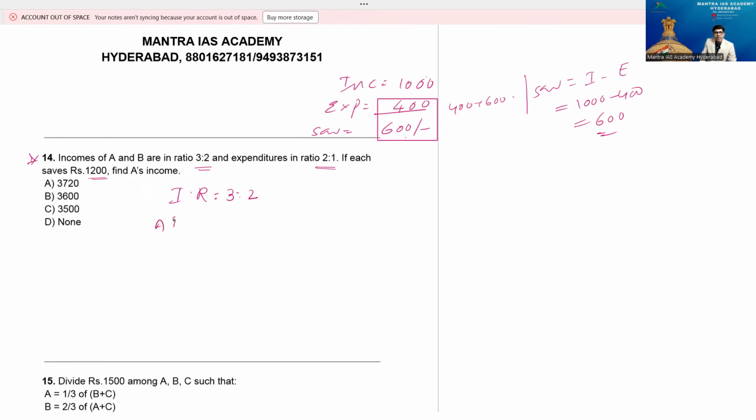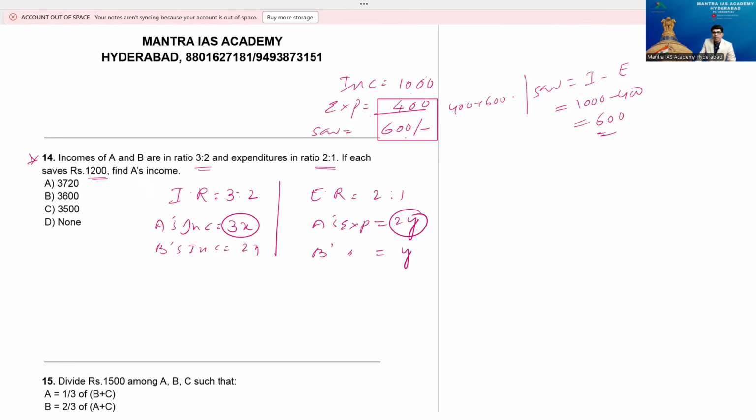So therefore, A's income is 3x. B's income, of course, beta, is 2x. In the same style, the expenditures ratio I'm taking is 2:1. So A's expenditure is 2y. B's expenditure is a single y. Income and expenditure difference is saving. I told you that. Therefore, he gave us that A saves 1200 rupees and B also saves 1200.